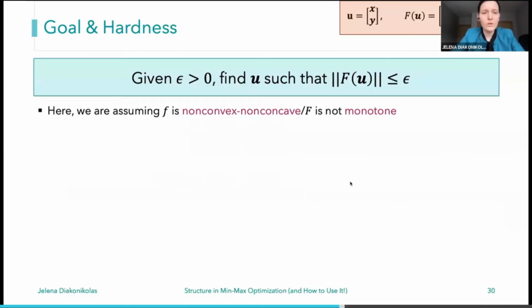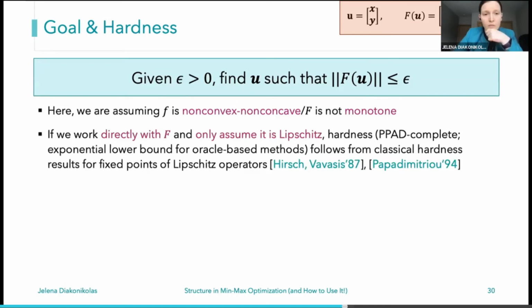Our goal is the same as before, as in the part I've just talked about, but now I don't have a convex-concave function anymore, and this capital F is not monotone anymore. So what is known here about hardness? Let me make things more concrete. If you work with non-monotone operators, directly with this F, and you only assume it is Lipschitz, the hardness follows from the hardness of finding fixed points of Lipschitz maps.